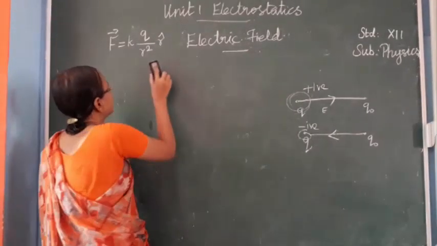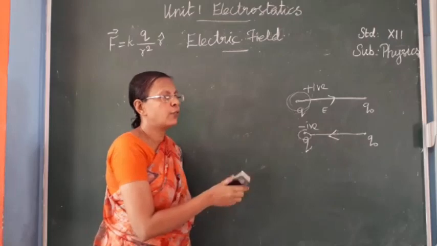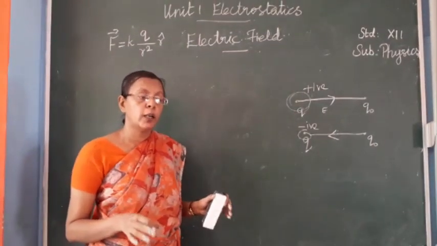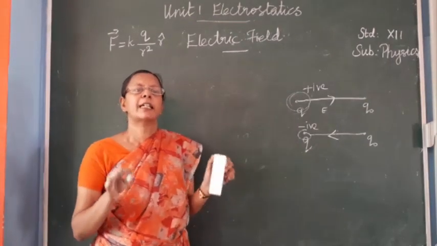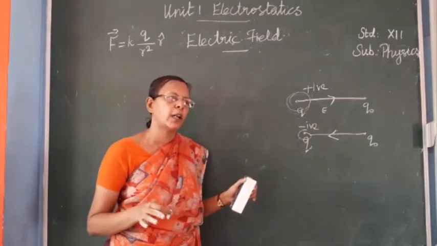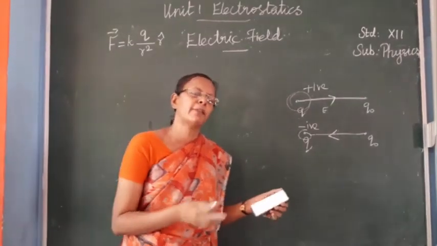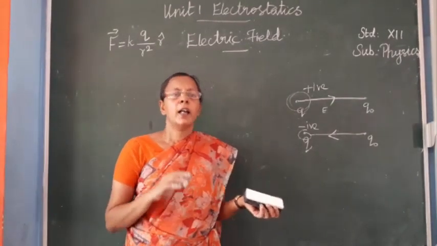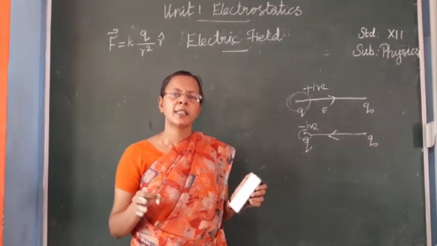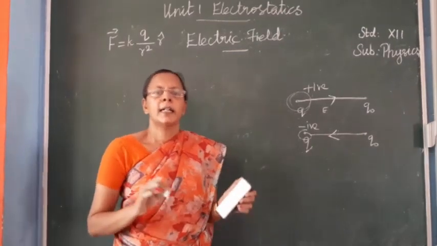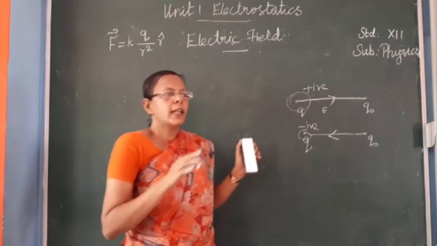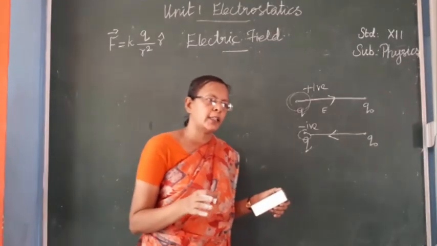So the fourth aspect: I already told you, this electric field is a vector quantity. We already know what is vector and what is scalar; we learned it last year. So what is a vector quantity? The quantity which has both magnitude and direction. This electric field has both magnitude and direction, so it is a vector quantity.